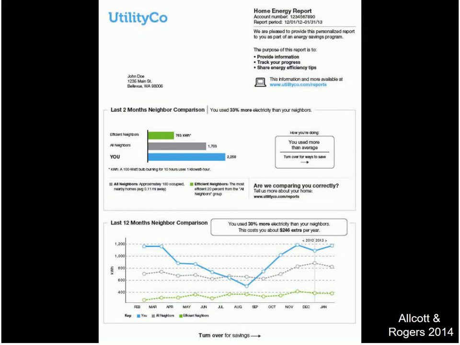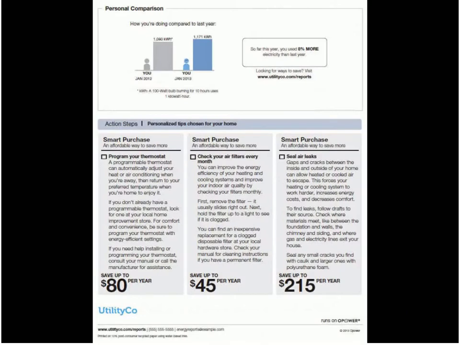So they give this social norm information, and then also on the back they show you how you're doing relative to your own self a year ago, and they give tips on concrete ways that you can reduce your energy use and how much money it would save you.